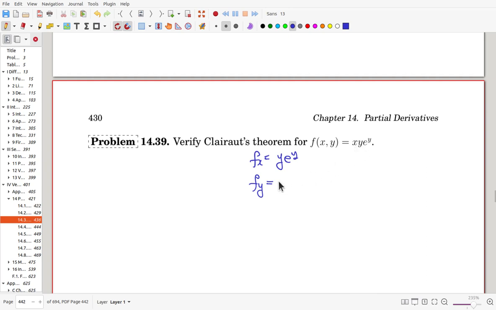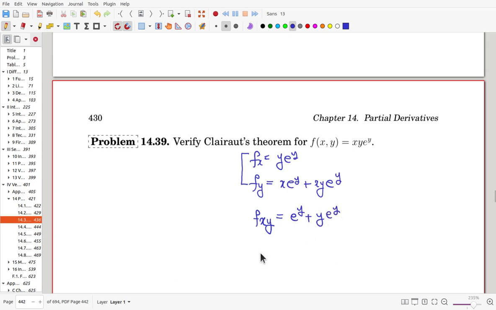For this one, now x e to the y. For that one, we have xy e to the y. Right? Now, from these first order partial derivatives, we can get the second order derivatives. Okay, so from f sub x, let's take the y derivative. Then again, by using the product rule, we have e to the y plus y e to the y, right?